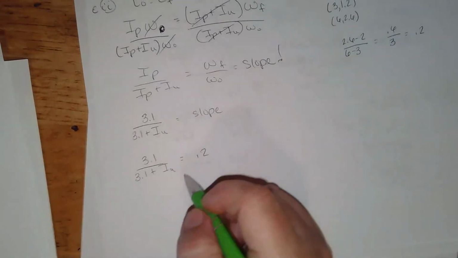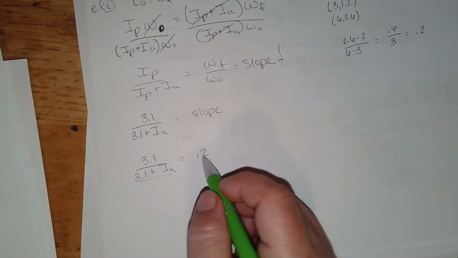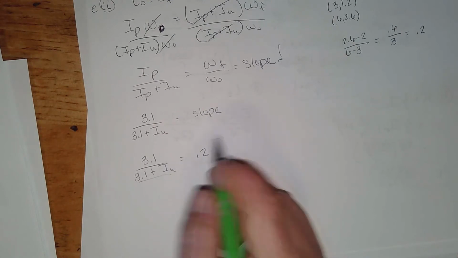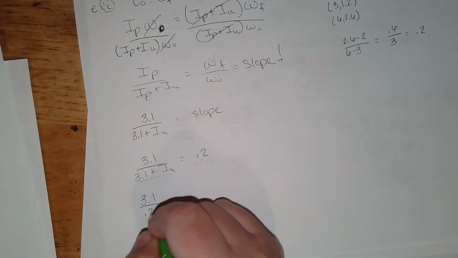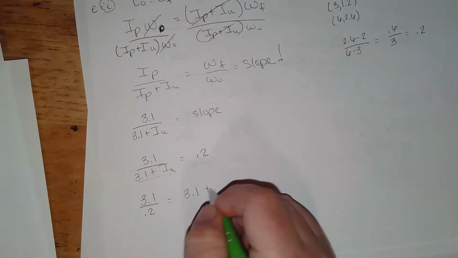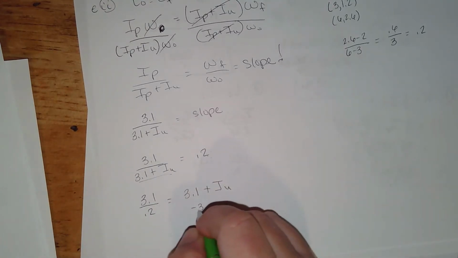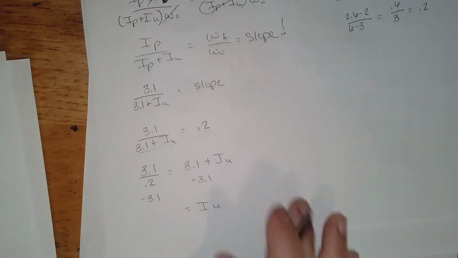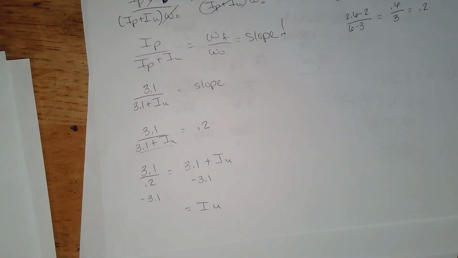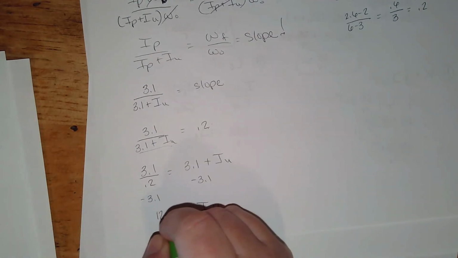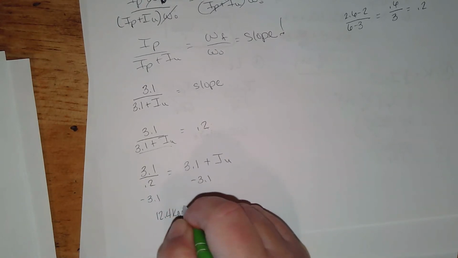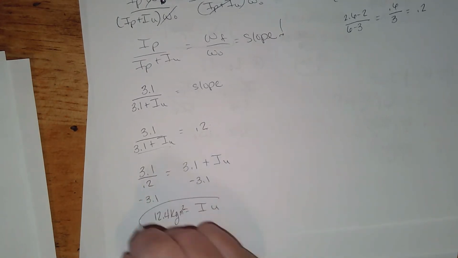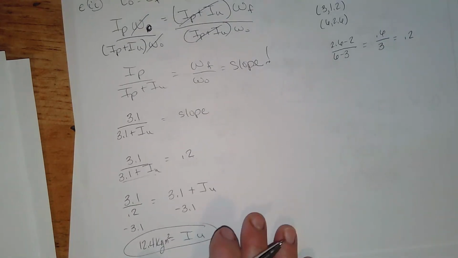So I'm going to do kind of a little algebra trick. I'm going to multiply both sides by this bottom and divide both sides by this. Basically, that means I'm just going to switch places with these two. So I get 3.1 over 0.2 is equal to 3.1 plus IU, and then I'm going to subtract 3.1 from that. And so I'm going to get IU is equal to 12.4 kilogram meters squared. And that's my I of my unknown object.